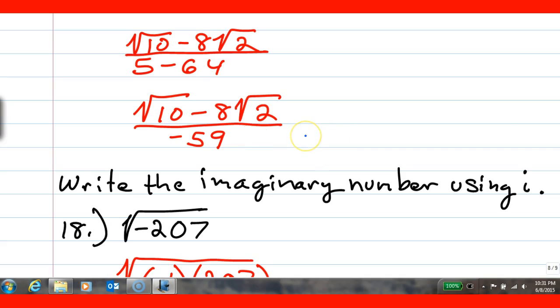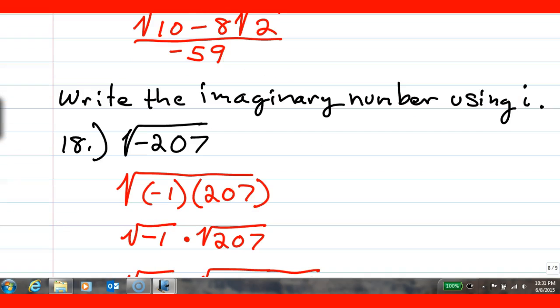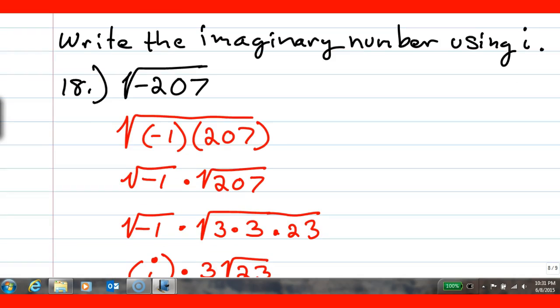I can stop here because I've met the instructions required. It said to rationalize the denominator. So the square roots have been removed from the denominator's position. So I can stop. On question number 8, it says, write the imaginary number using i.